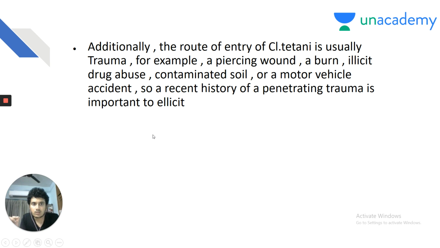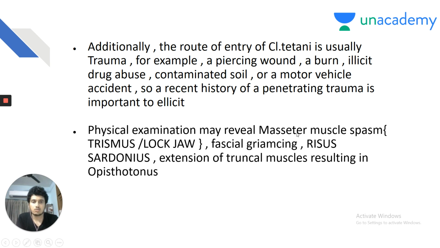Additionally, the route of entry of Clostridium tetani is usually trauma. For example, a piercing wound, a burn, illicit drug abuse, contaminated soil, or a motor vehicle accident. So, a recent history of penetrating trauma is most important in determining the diagnosis of tetanus. Physical examination may reveal masseter muscle spasm, that is, trismus or lockjaw, and facial grimacing, risus sardonicus.